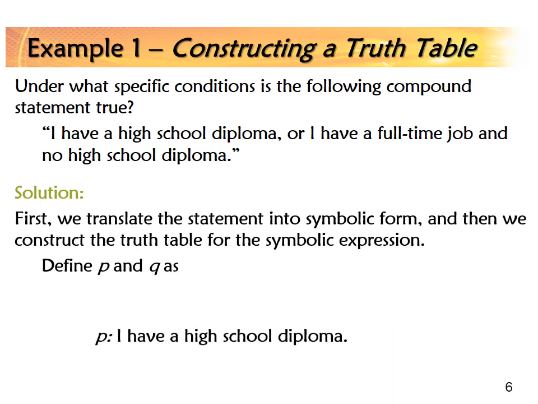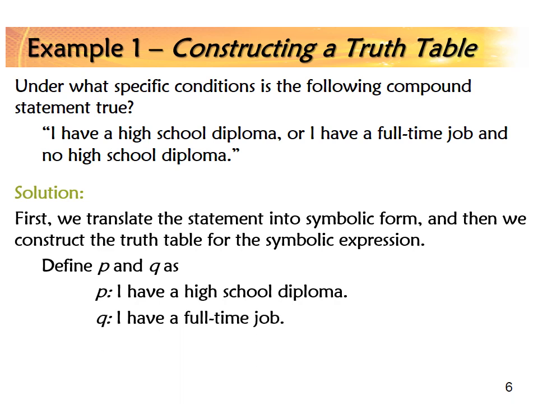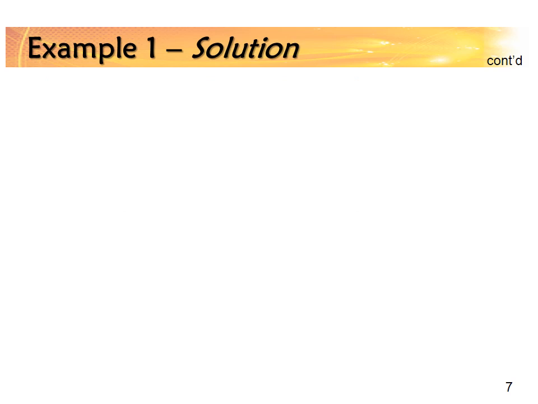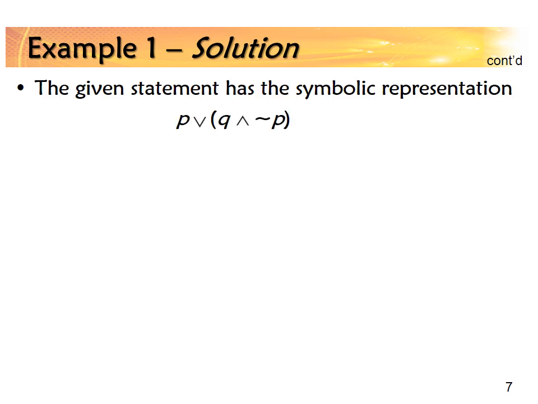We're going to define P and Q: P is "I have a high school diploma" and Q is "I have a full-time job." So here's our given statement: P or Q and not P. We learned how to write those in the last chapter, but that is the compound statement.